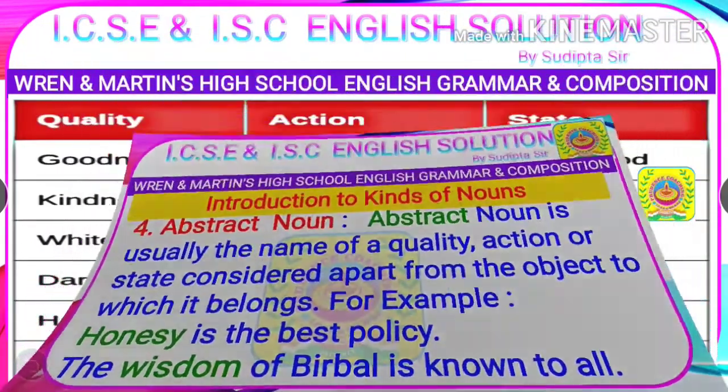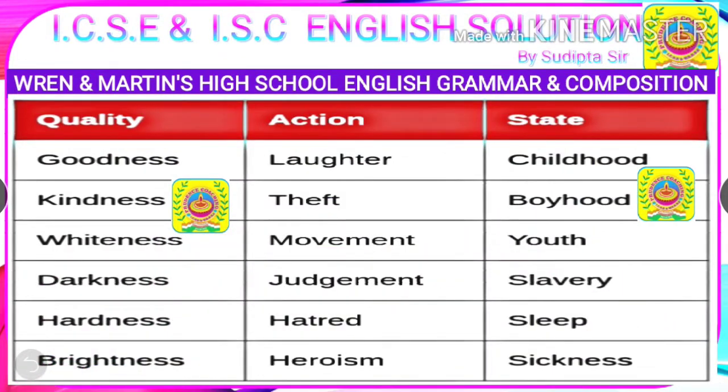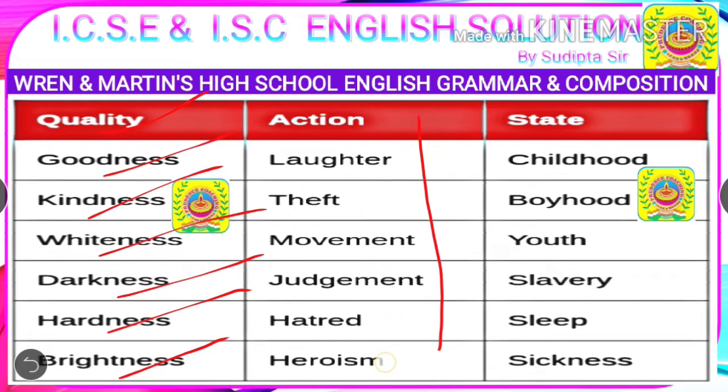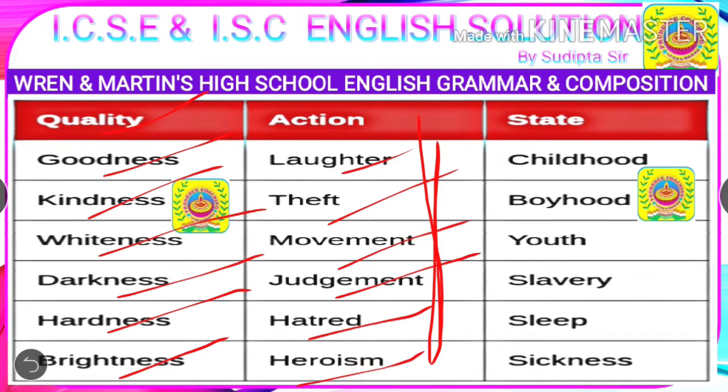We'll show you the examples so that you can understand it better. These are the qualities: goodness, kindness, whiteness, darkness, hardness, brightness. All these are referring to a quality and are used as abstract nouns. Next, there are actions which are part of abstract nouns such as laughter, theft, movement, judgment, hatred and heroism. And there are states which are abstract nouns such as childhood, boyhood, youth, slavery, sleep, sickness. All these are abstract nouns.